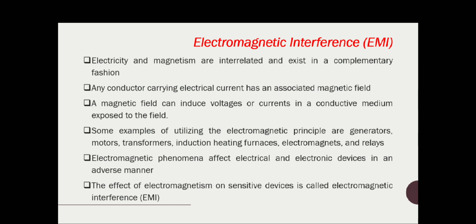So, in the area of power quality, the useful properties of electromagnetism are not a concern. Rather, the interest is how electromagnetic phenomena affect electrical and electronic devices in an adverse manner. So, the effect of electromagnetism on sensitive devices is called electromagnetic interference or EMI and is rather a complex subject.